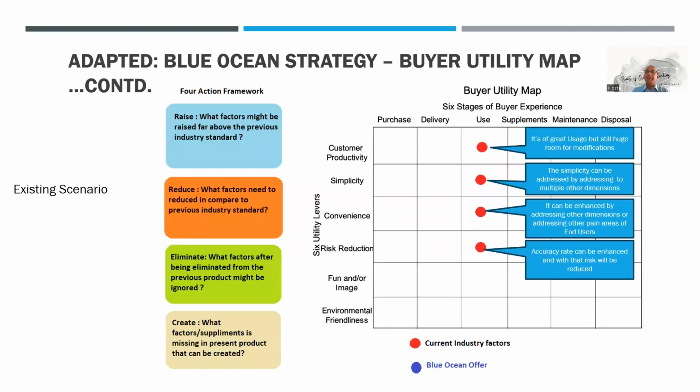So let us now get into the buyer's utility map, wherein we'll try to capture the details of the market survey done till now. If we say all the softwares are a part of customer productivity, yes, it is of great use, it is of great help. All the softwares are simple enough, they carry simplicity and convenience. And regarding risk reduction, it has reduced the risk to a greater extent, but it seems it could have been reduced to some other extent also.